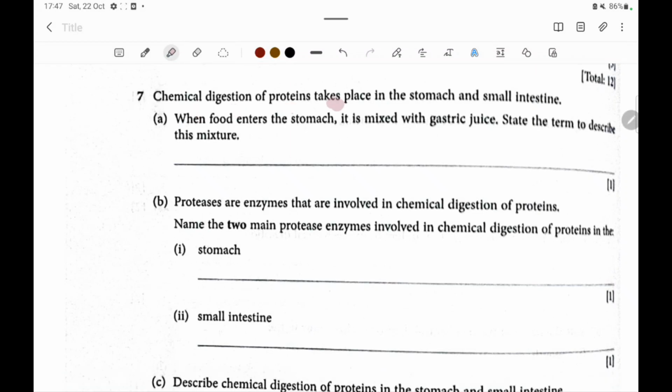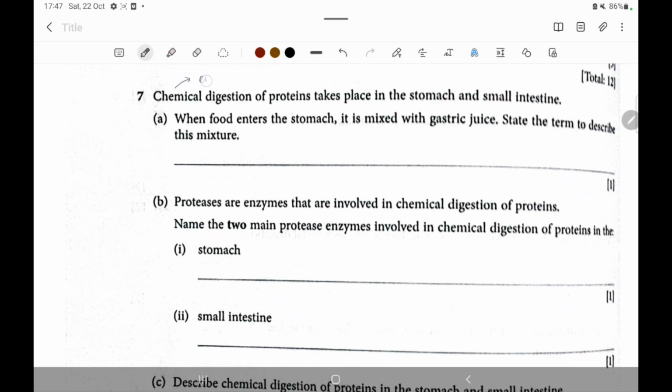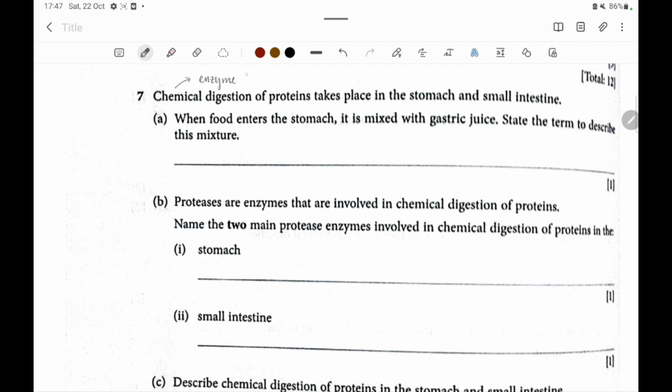Chemical digestion of protein takes place in stomach and small intestine. So you have two sites for digestion of protein. And then this one is chemical. Chemical digestion means that we need enzyme for proteins. So enzymes break down protein into the monomer. What is the monomer of protein? Into amino acids. Okay.